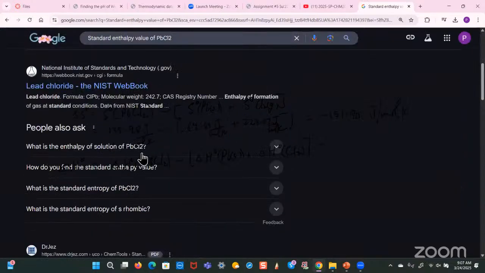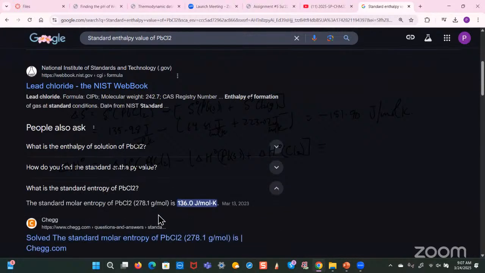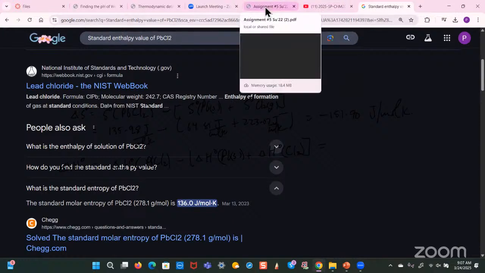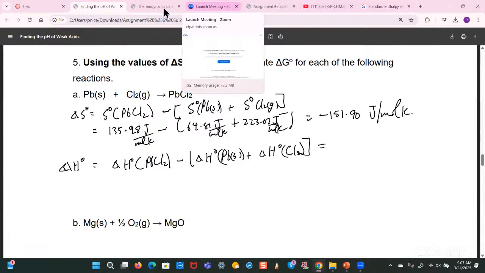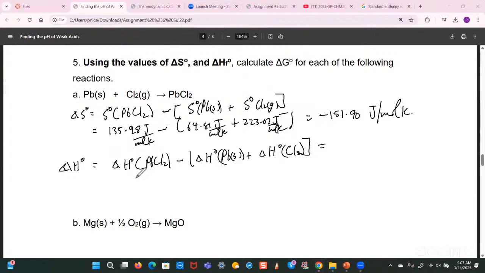Okay, what's the enthalpy? Okay, here it is. 136.0 kilojoules per mole. So this is going to be 136.0 kilojoules per mole.